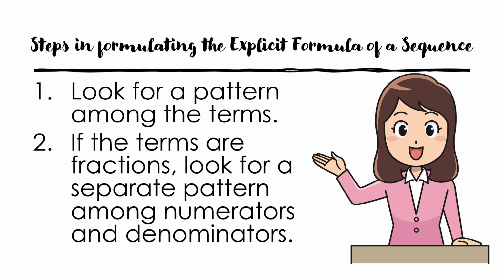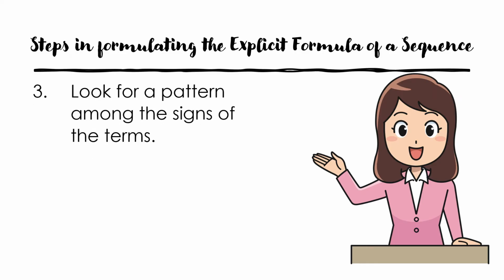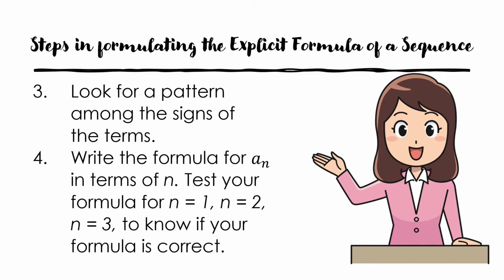Step 2. If the terms are fractions, look for separate patterns among the numerators and denominators. Step 3. Look for a pattern among the signs of the terms. And step 4, write the formula for a sub n in terms of n. Test your formula for n equals 1, n equals 2, n equals 3 to know if your formula is correct.